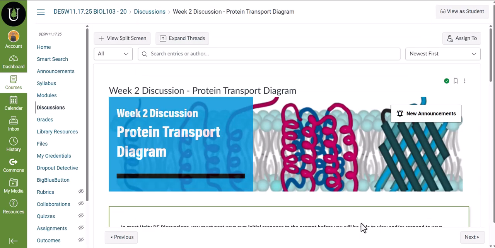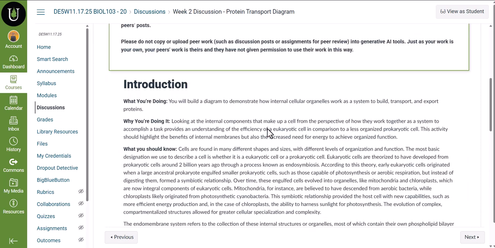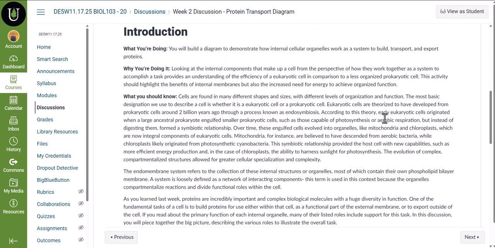Your first assignment for week 2 is a protein transport diagram. You're going to build a diagram showing how these internal cellular organelles work to build and then transport and then export proteins. So you're specifically looking at that particular function of a cell. You want to draw these components. You also want to show the steps of how these organelles contribute to this process. So it gives you a little bit of background.